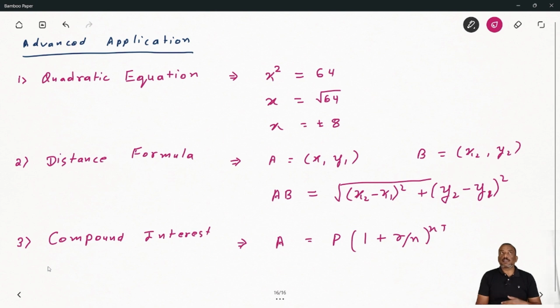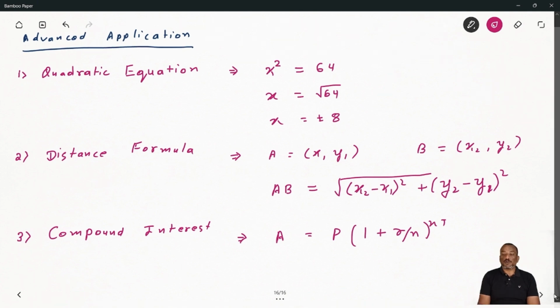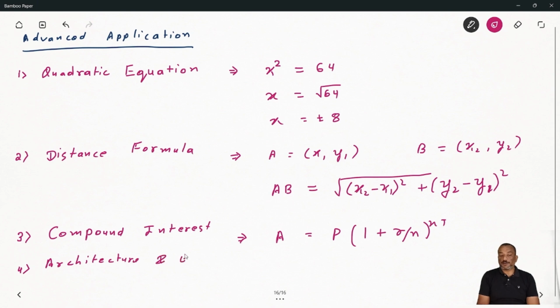The same applies in engineering. Suppose you are going into civil engineering, with structural integral calculations. There you can also use square roots for calculation. So the fourth one is architecture and engineering purposes. Engineering students can also see these formulas, as structural integral calculations use square roots.